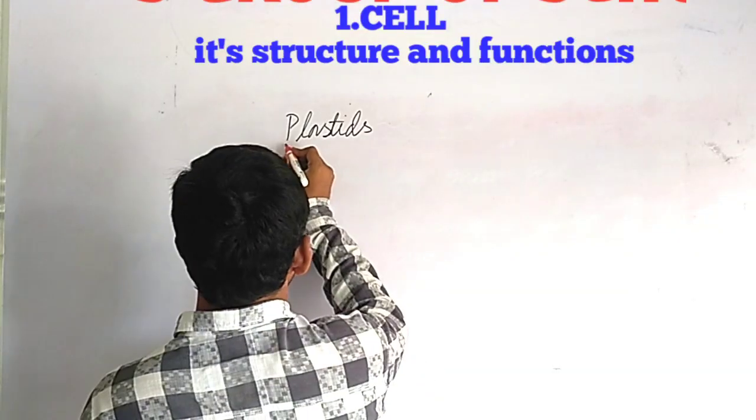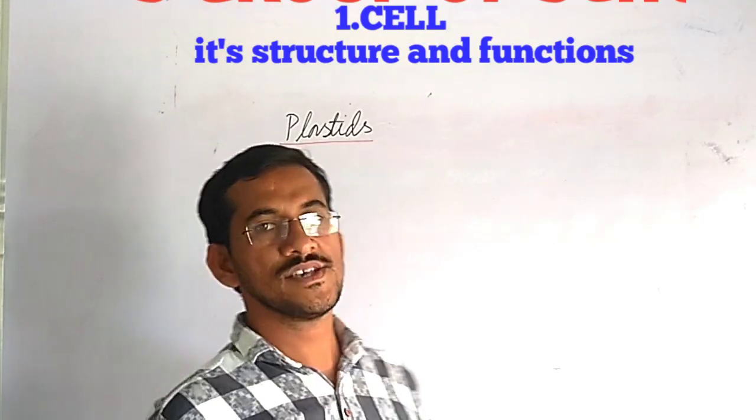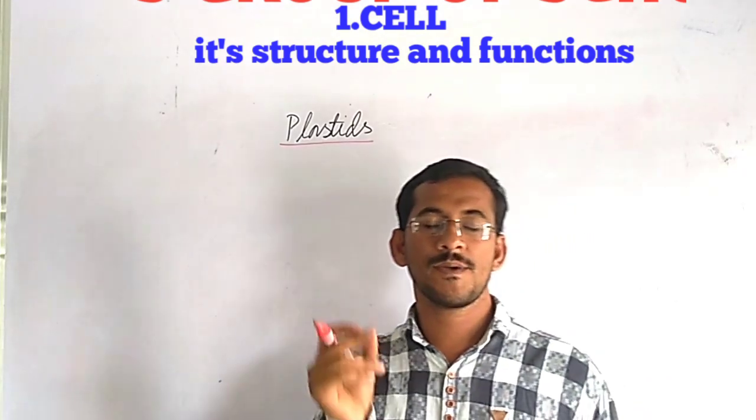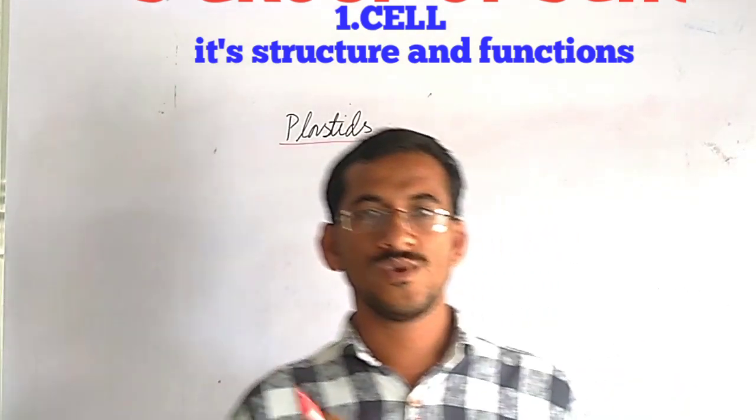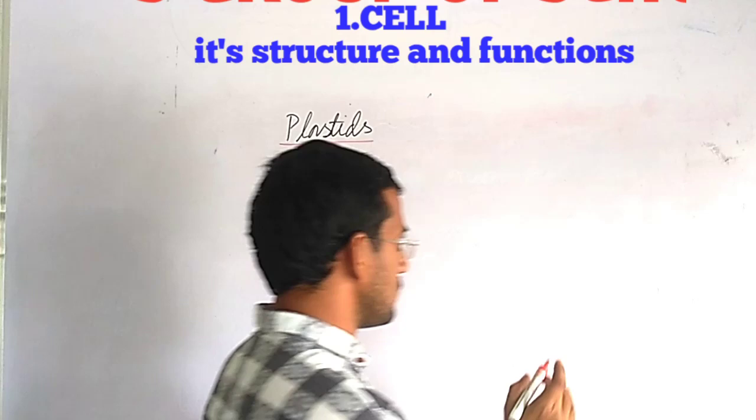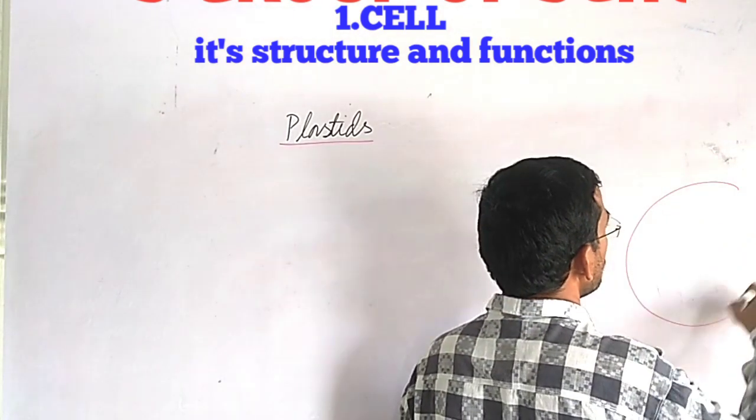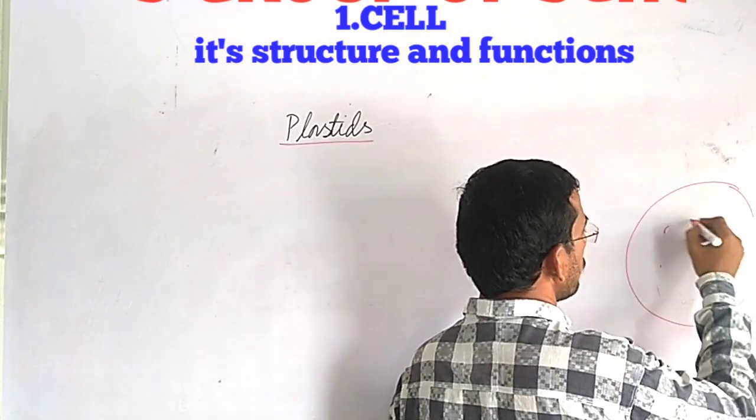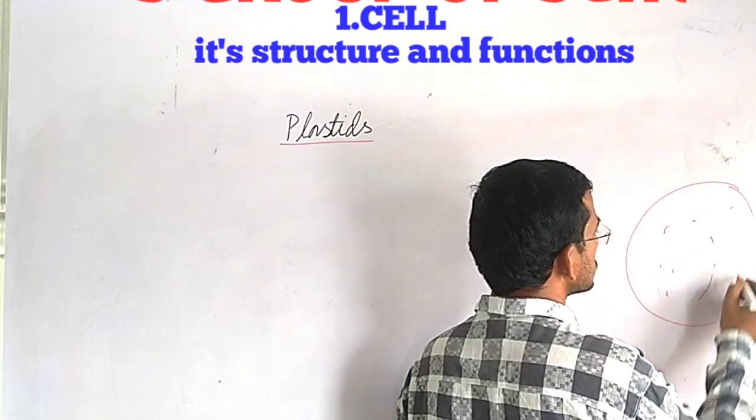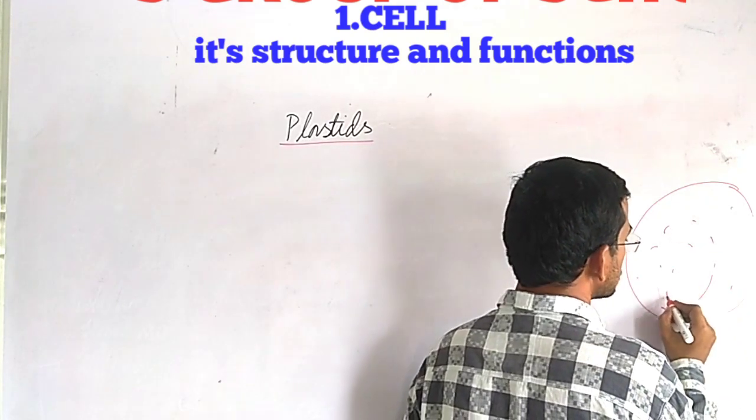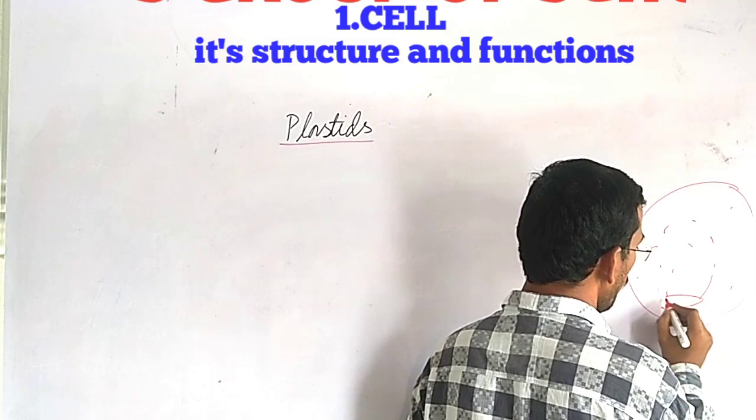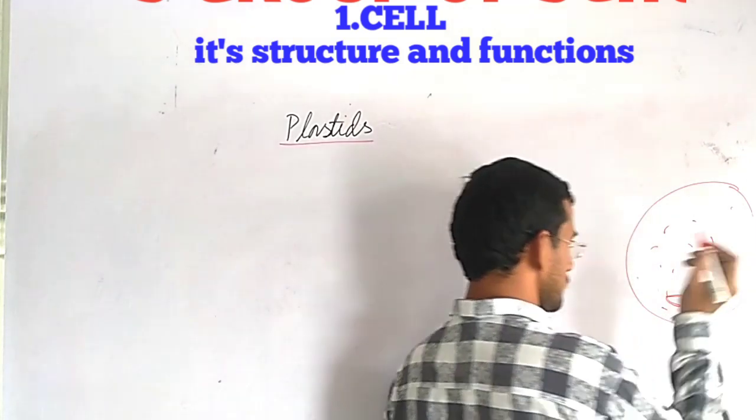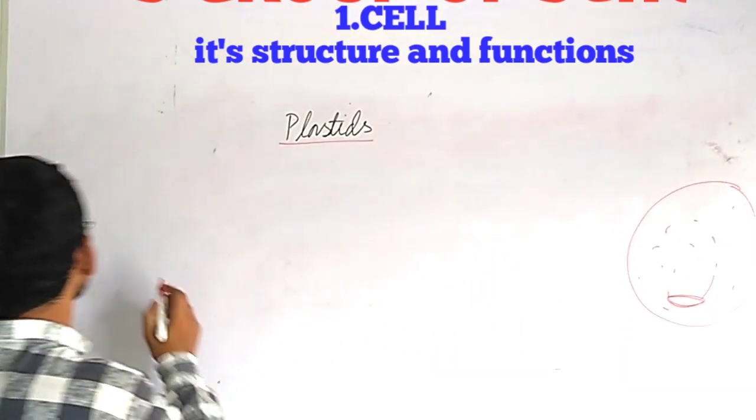Now let us learn about plastids. What are plastids? Plastids are membrane-bound organelles which are present in the cytoplasm of the cell. So this is a cell. This is cytoplasm. In this cytoplasm, plastids are present. Oval shaped structures are present.